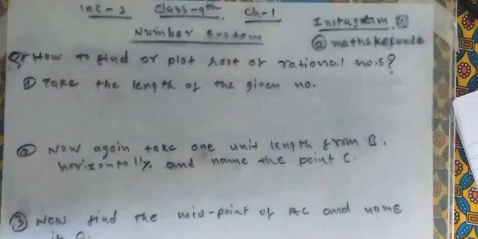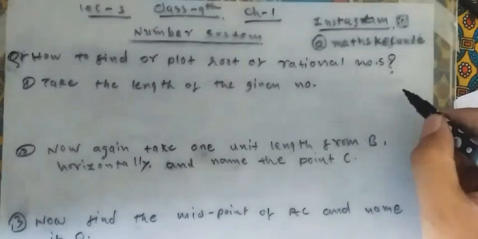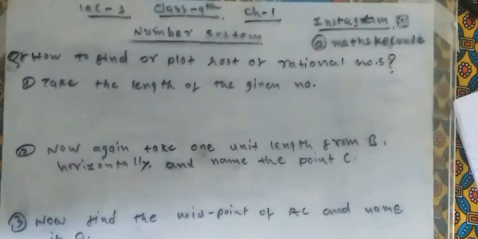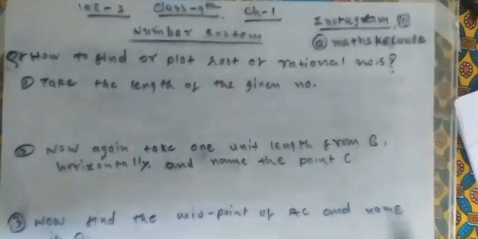Now we have a question: if you find the root of any rational number and we get the root as something we cannot find manually, how can we represent it on a number line? So here's the matter. First of all, take the length of the given number.